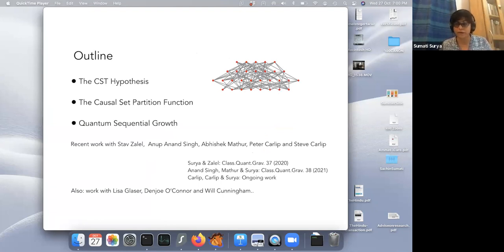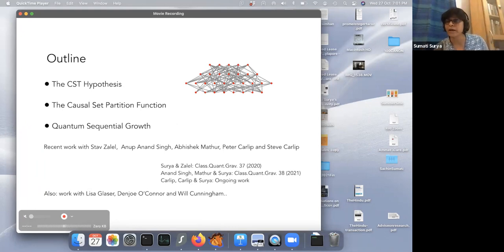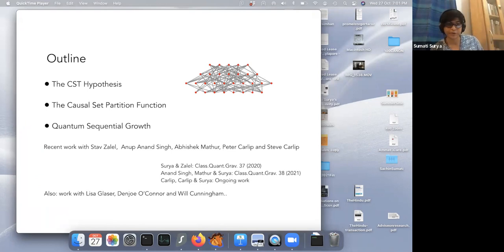Dindru suggested that I remind people what the causal set hypothesis is. This is the mandatory few slides that we always have to give for any talk. And then I will talk about two approaches to quantization of causal set theory. The first is starting with the causal set partition function, which might seem the most natural thing from a field theory perspective. And then also talk about the sequential growth paradigm, where there's a growth paradigm for causal sets, which is considered to be more fundamental, and how to make a quantum theory of that growth paradigm.